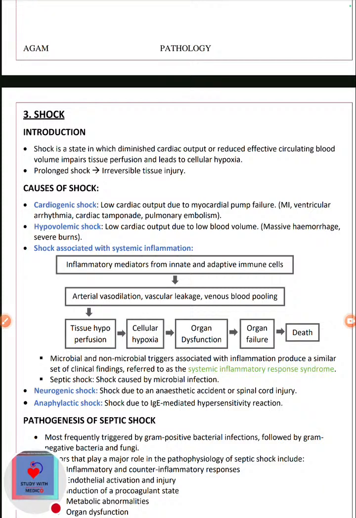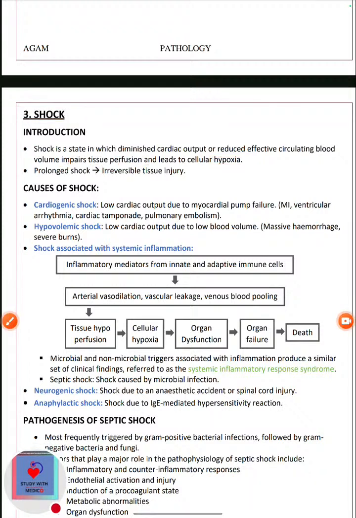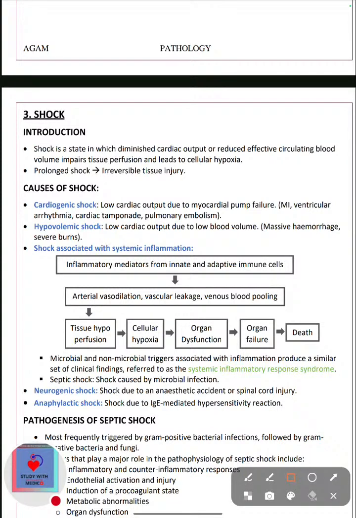लेट्स टॉक अबाउट शॉक. सो जो शॉक होता है ना, shock is a state in which diminished cardiac output or reduced effective circulating blood volume impairs tissue perfusion, leading to cellular hypoxia. Two things are occurring: one is impaired tissue perfusion, other is cellular hypoxia. So prolonged shock can lead to irreversible tissue injury.